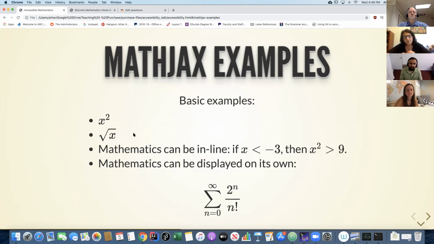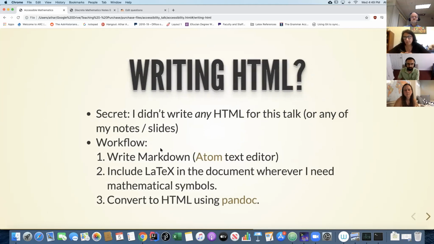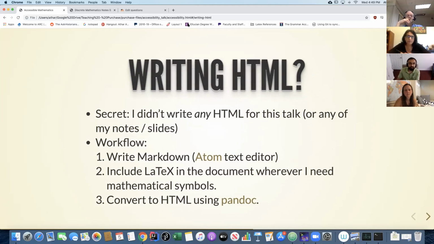And you know, you can display mathematics inline or on its own, right? So you can have a sentence that contains mathematics in the middle of it, or you could separate it off on its own. And there are different commands for doing this. I'll show that briefly later on.